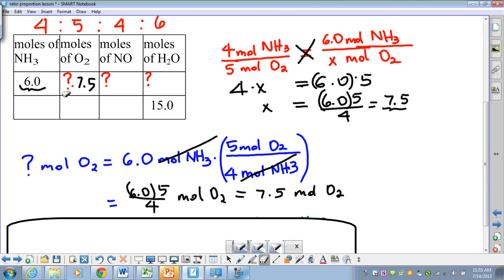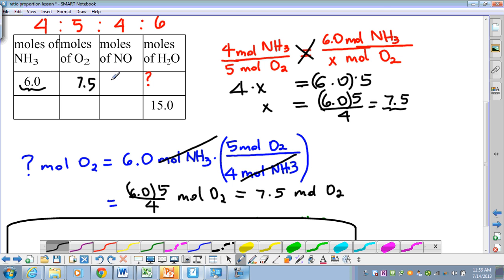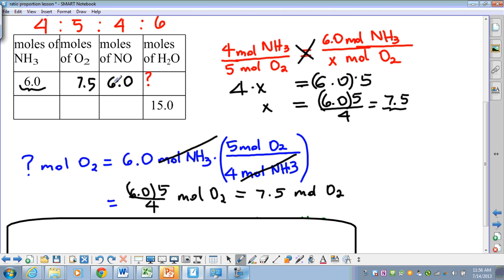Let's move on to the second unknown. Now for the second unknown, how many moles of nitrogen monoxide, or moles of NO, is what we're trying to figure out. If you look at the given ratios, they react as 4 to 4. So we really don't have much work to do there. If this is 6.0, it's like a 1-to-1 ratio, right? Whatever the first one is, the third one is the same. So that should also be 6.0. So we don't have to do any work for that one. A 4 to 4 ratio is the same as a 6 to 6 ratio, so they'll be exactly the same.